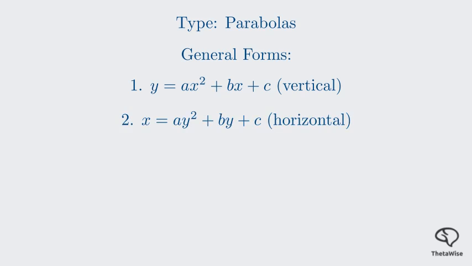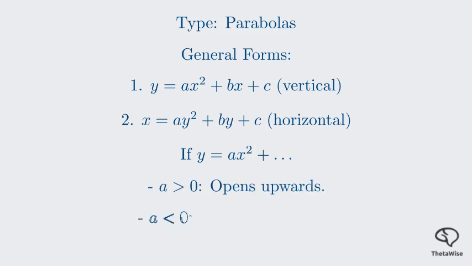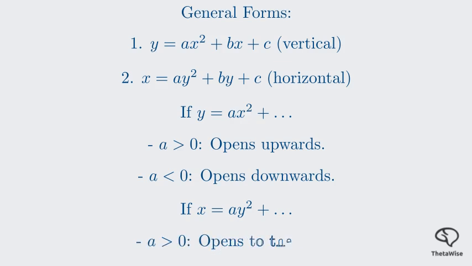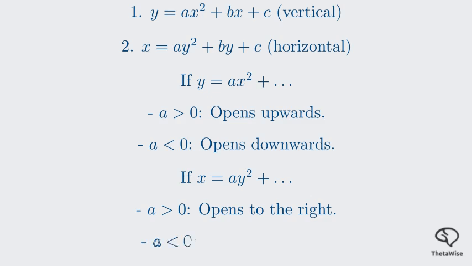For the form y equals ax squared plus bx plus c, if a is positive, the parabola opens upwards. If a is negative, it opens downwards. This is an essential visual check to make as soon as you see a quadratic equation. For the horizontal form, x equals ay squared plus by plus c, the rule is similar. If a is positive, the parabola opens to the right, and if a is negative, it opens to the left.